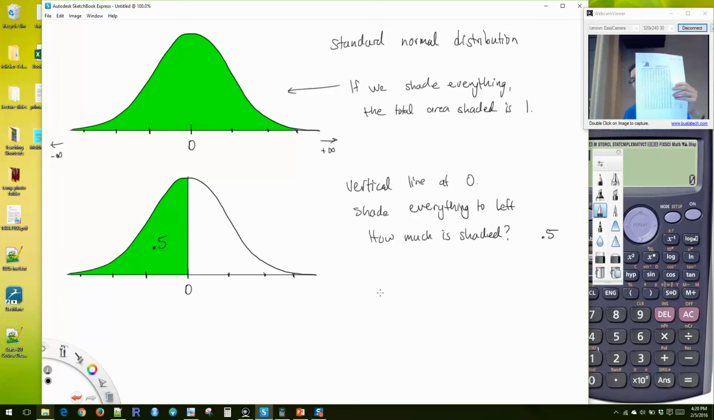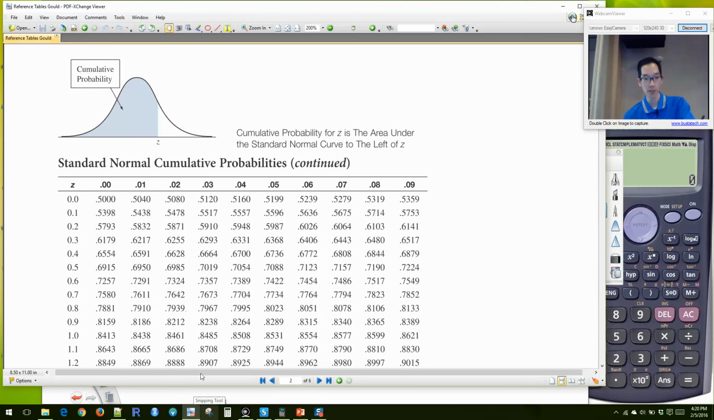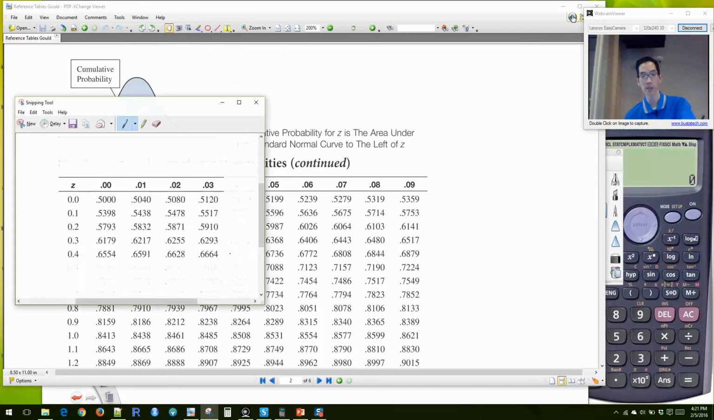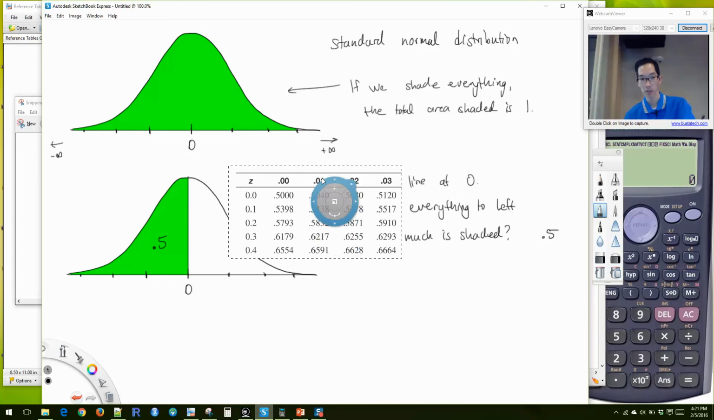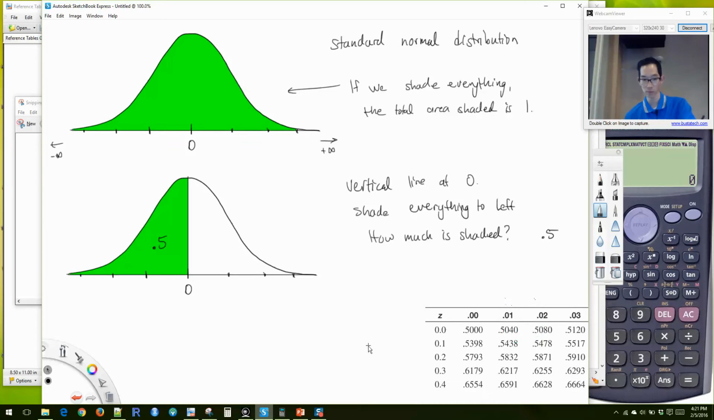what this table does, this table tells us how much is shaded, okay? And what you do is you look up where you're drawing your vertical line. And so when we look at the table, if you flip it over to this side of the table, you'll notice that the top left corner looks like this. Okay, and we see that this value right here says when z, basically where our vertical line is, when z is equal to 0.00, okay?